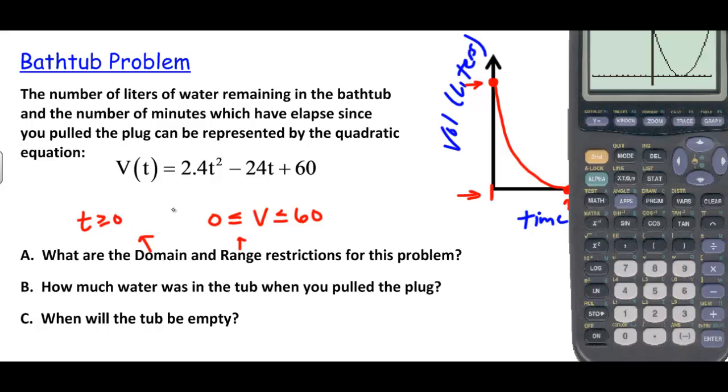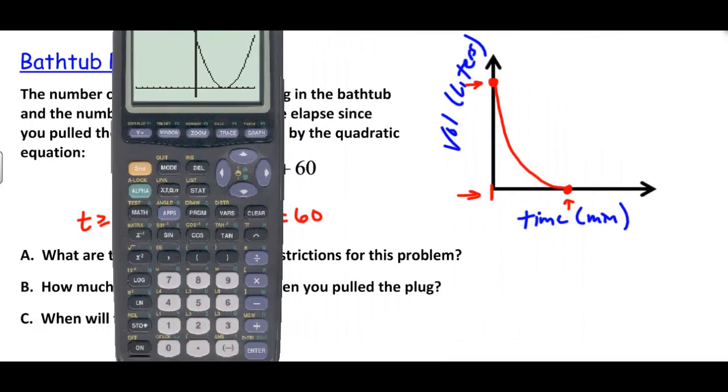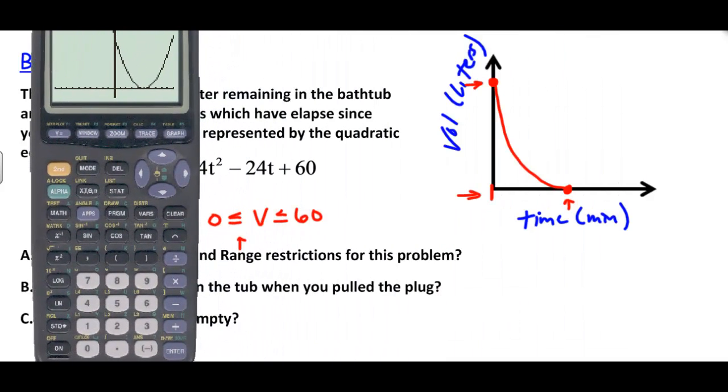So we can say that time has to be greater than or equal to 0, because time can go on once the tub is empty. It would just mean I'm sitting there with an empty tub. So how much water was in the tub when you pulled the plug? Well, when I pulled the plug, that would be at time 0. So at time 0, there's 60 liters in the tub.